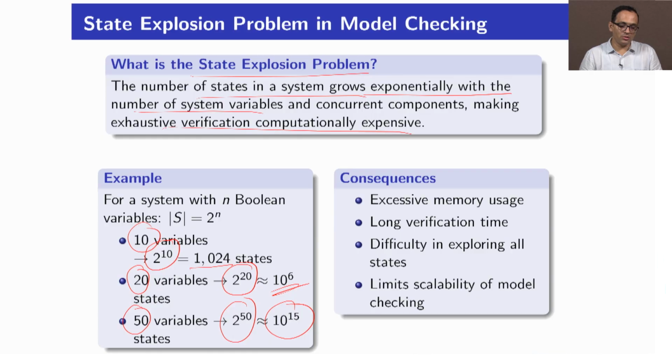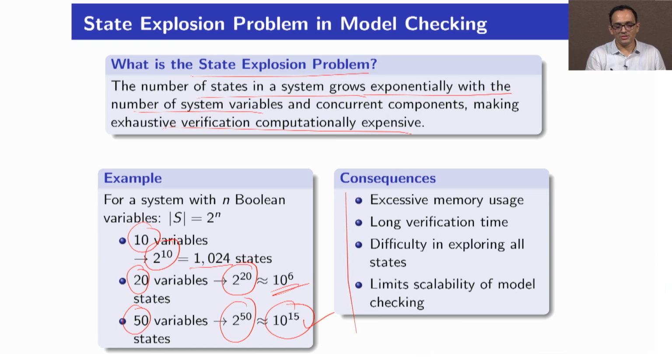Now think about a state machine which has 10 to the power 15 states. No matter how efficient your algorithm is, none of them will work when your state space is this large, and that is the problem with model checking. In many cases, when you try to apply it to a large system with explicit encoding of states, you will end up not being able to do the model checking, not because of the algorithm, but because of the size of the model. So these are the consequences: excessive memory usage, long verification time, difficulty in exploring all states, and it basically limits the scalability of model checking, right.